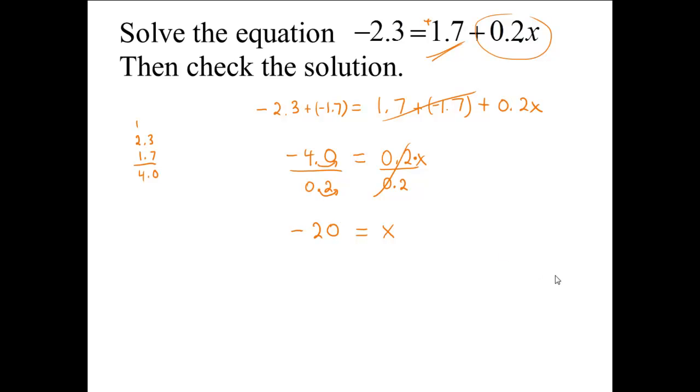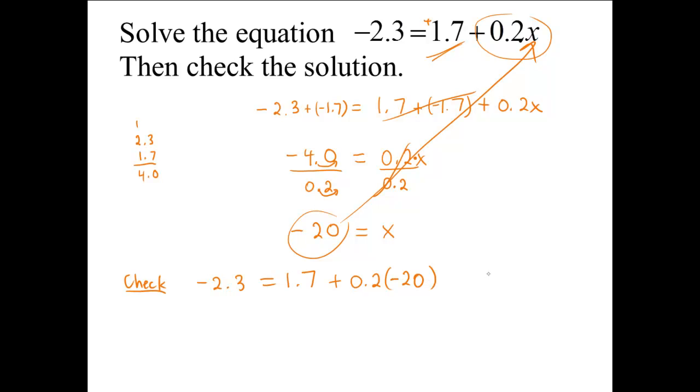We're supposed to check this. So this negative 20 is going to go in place of this x right here. So we have negative 2.3 equals 1.7 plus 0.2 times, here's where we insert in parentheses, negative 20. Is this a true statement? By order of operations, we need to make this multiplication first. 0.2 times negative 20 is negative 4. So we have negative 2.3 equals 1.7 plus negative 4.